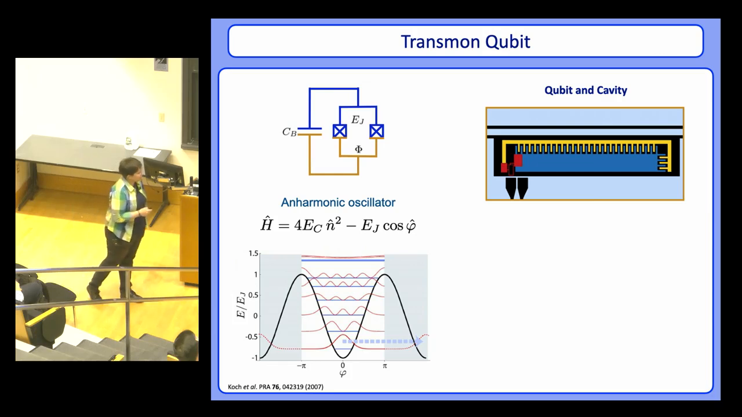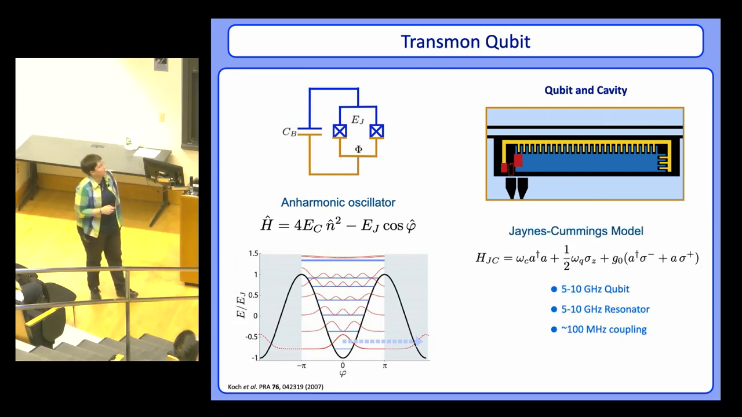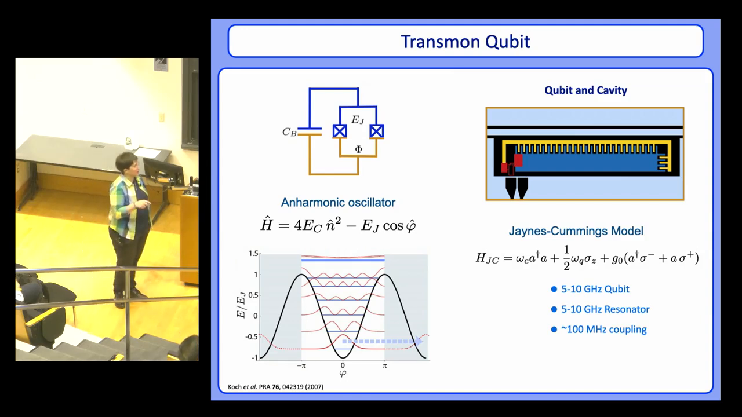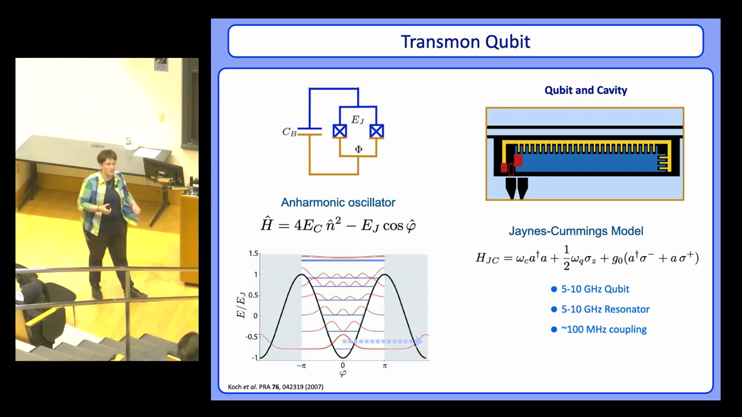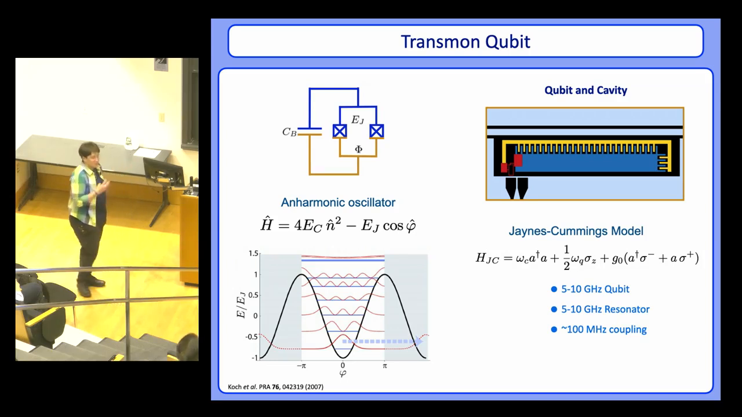And the other very nice thing about this platform is that it natively realizes this Jaynes-Cummings style interaction. And so that means that we have a harmonic oscillator for the cavity, a two-level system for the qubit, and the native interaction is this intuitive energy exchange where you can swap a photon for a qubit excitation back and forth. And this is basically the standard minimal model for light-matter interaction.